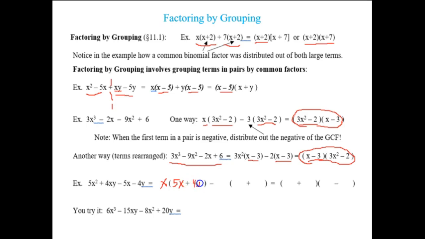So I have that. And then in the last two terms, there's no number or variable that's in both, but I can always distribute out a 1 or a negative 1. So I'm going to use negative 1. So minus 1. And then I'll have left over 5x plus 4y.